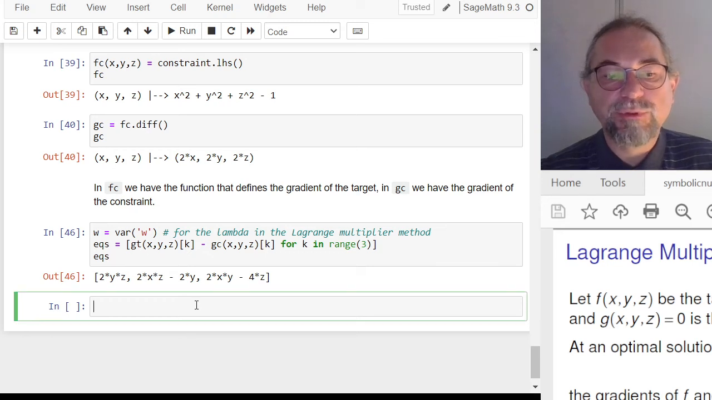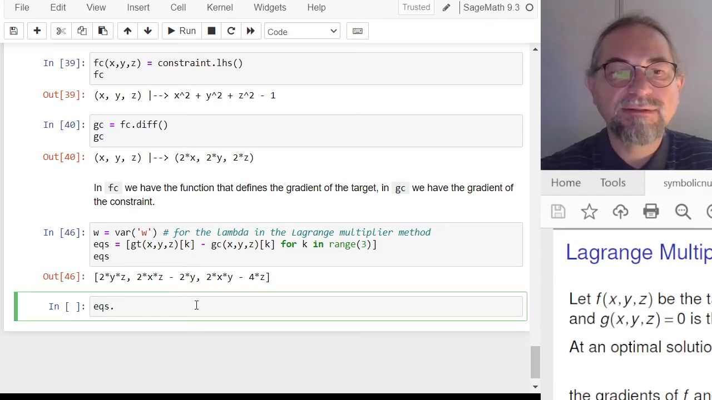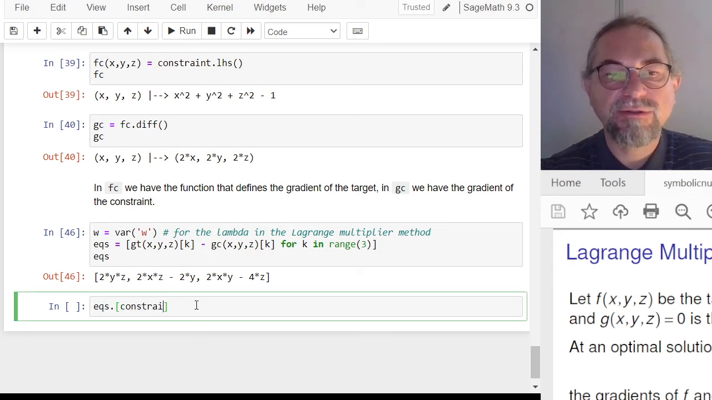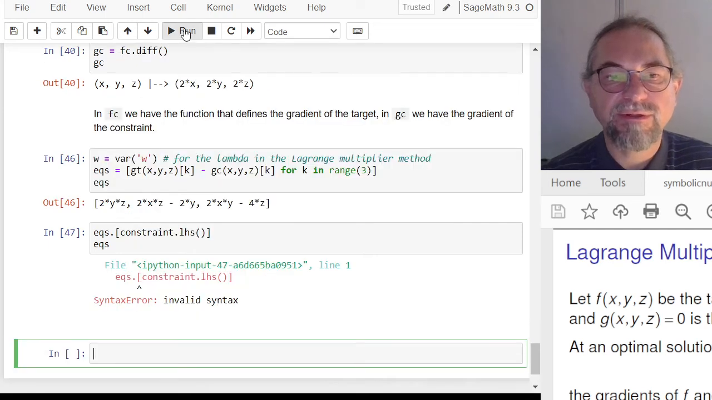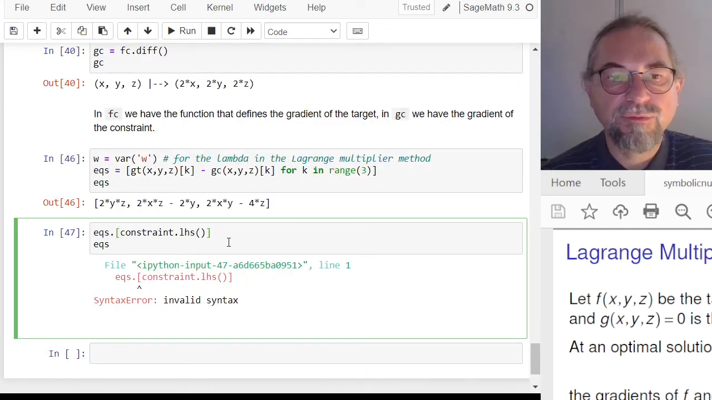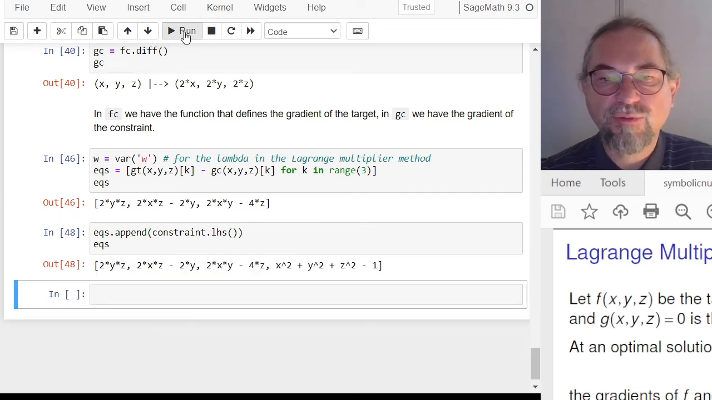Almost done with step 2. I have to add the constraint to it, and the constraint was defined here as an equation. So I have to append x squared plus y squared plus z squared minus 1, the equation of the sphere.